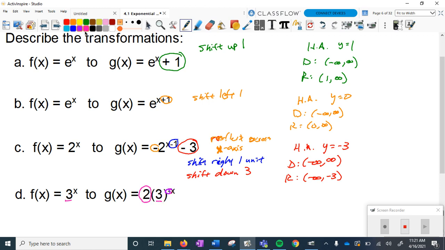So, do you remember what happens when I do a times 2 in front of a function? Doing a times 2 in front of the whole function is a vertical stretch. That times 2 is a vertical stretch by a factor of 2.